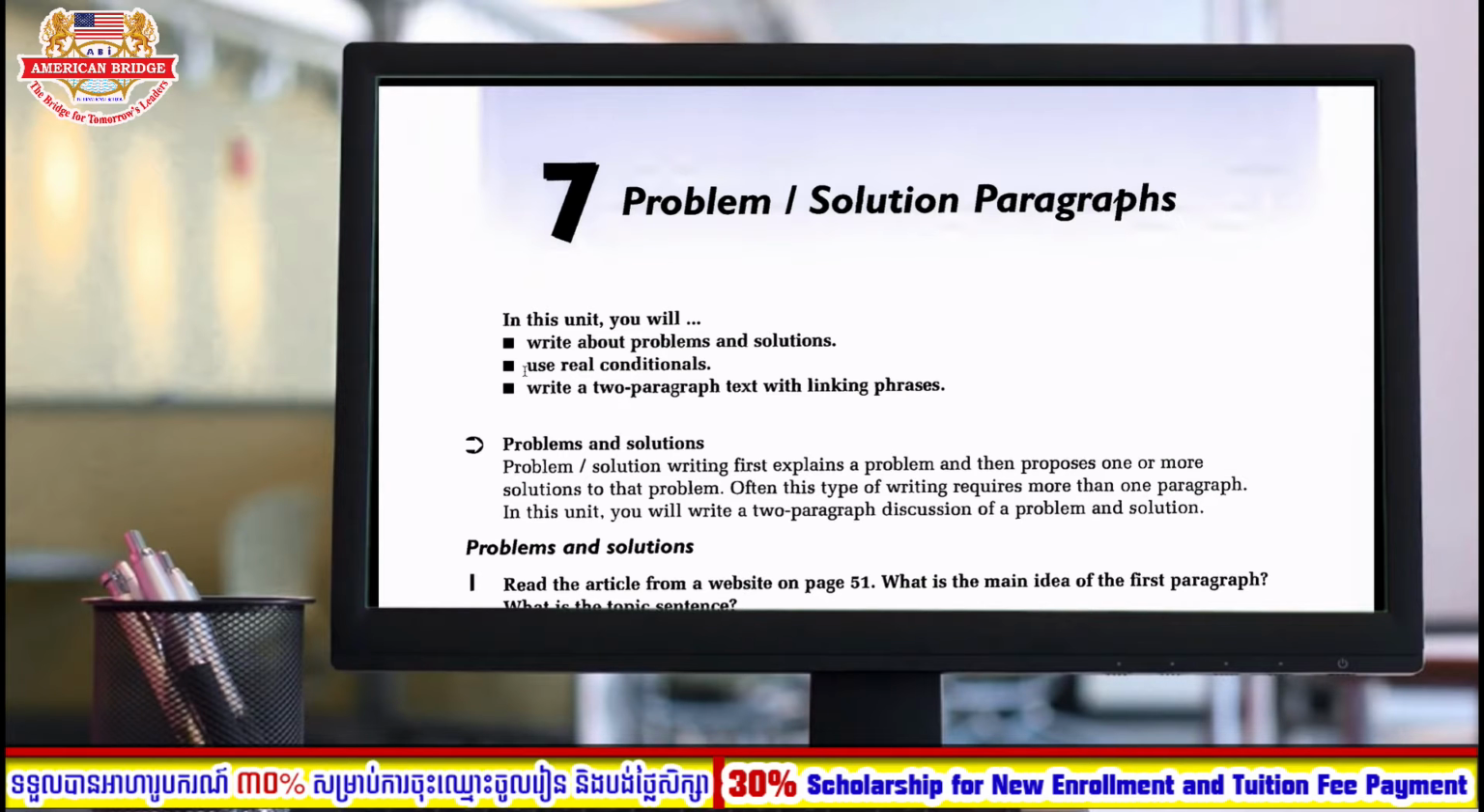And the second one, you will see why you need to learn the conditional sentences. For example, why you need to learn the zero conditional, why you need to learn the first conditional, because it's linked together, right? So you can apply those grammar lessons in the writing lesson as well. Last but not least, you will write a 2-paragraph text with linking phrases. So remember, when we talk about a paragraph, it is only one text, right? So how can you apply the problem and the solution in the same paragraph? That is why you need to use linking phrases, okay?